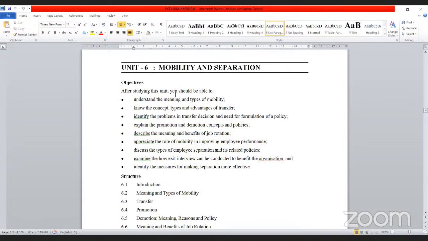In the next class, we will learn about mobility and separation. Okay, close the class.